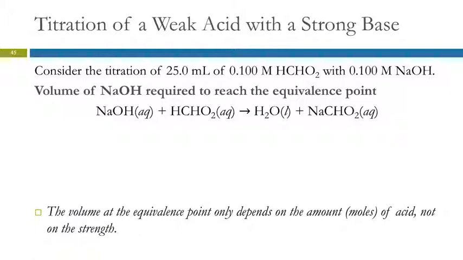So let's think about a weak acid being titrated with a strong base. This is what's happening in the lab we're currently working on. So we can calculate again the volume of sodium hydroxide needed to reach the equivalence point. Here we've got formic acid. We've got 0.100 molar formic acid. There's 25 milliliters of it. And our sodium hydroxide is 0.100 molar.